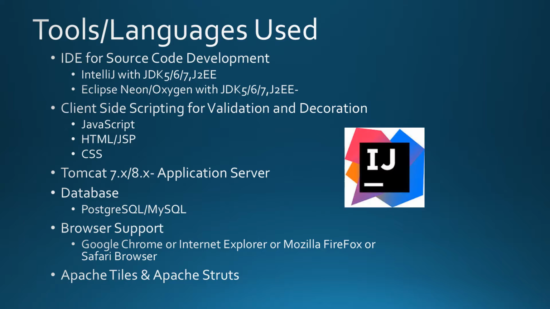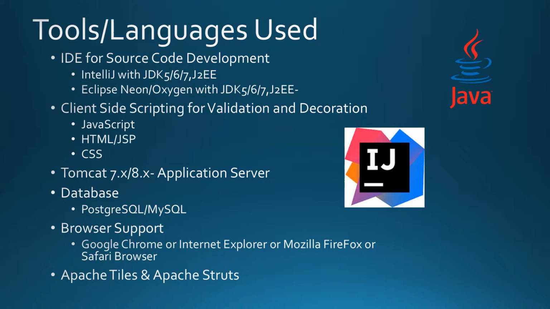The IDE used for source code development is either IntelliJ with a JDK 5, 6, or 7 version with a J2EE component, or it could be Eclipse, which is Eclipse Neon or Oxygen, with a JDK 5, 6, or 7 with a J2EE component.